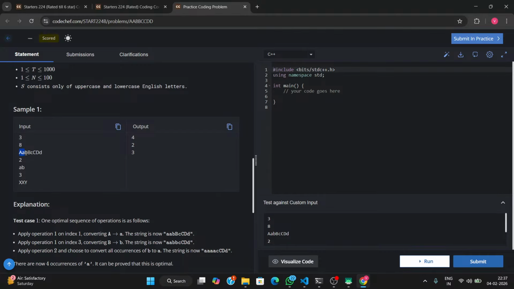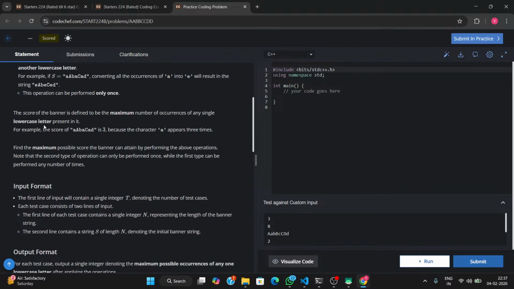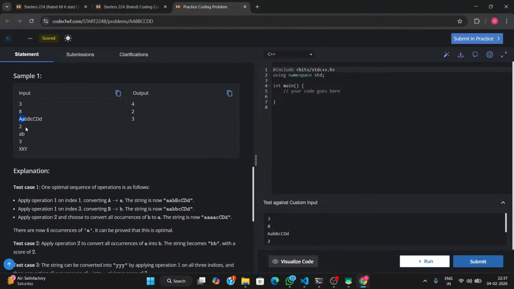A occurs two times, B also occurs two times, C and D, all of them occur two times. And we don't need to care about this uppercase thing because we can simply convert it to lowercase using operation 1. So there are four different characters. All of them have frequency 2. So two maximum are 2 and 2, and their sum is 4.